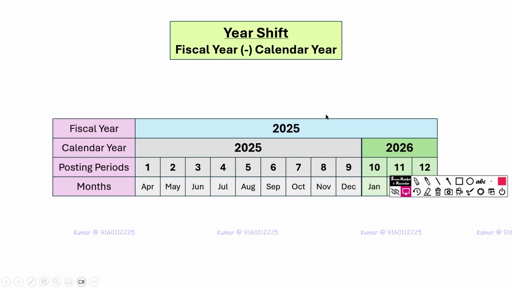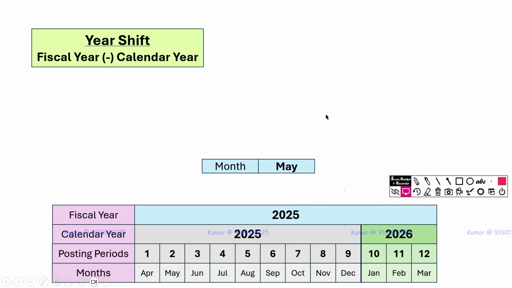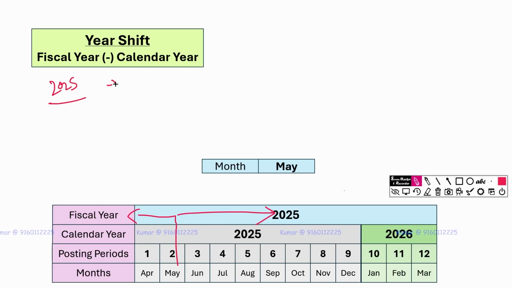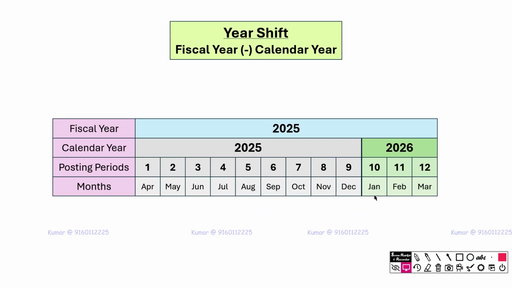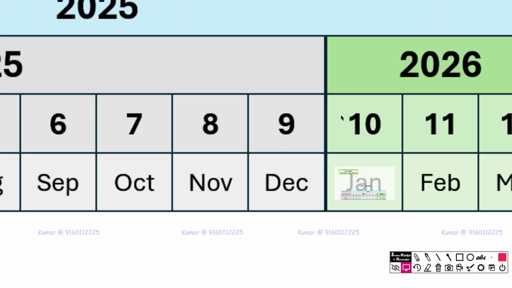Now if we go for May month, what will be the year shift for May month? May month is in 2025 fiscal year. Yes, it is 0, correct. Calendar year is 2025. So the year shift becomes 0, 2025 minus 2025.